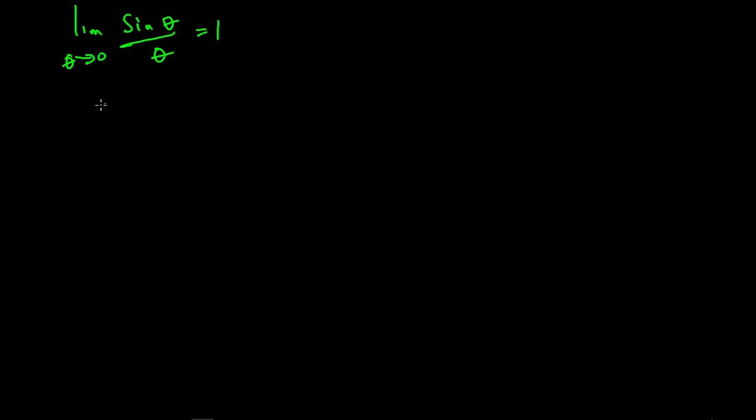The second thing that must be noted is the trigonometry identity of cos a minus cos b, and this is equal to negative 2 sine a plus b over 2 multiplied by sine a minus b over 2.